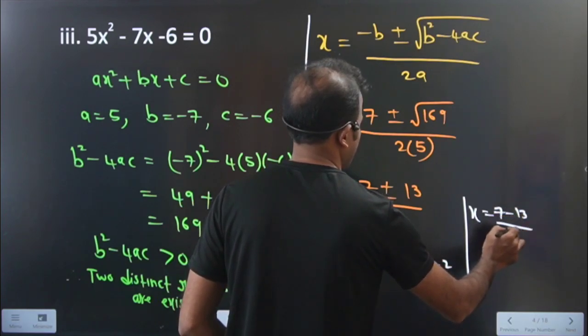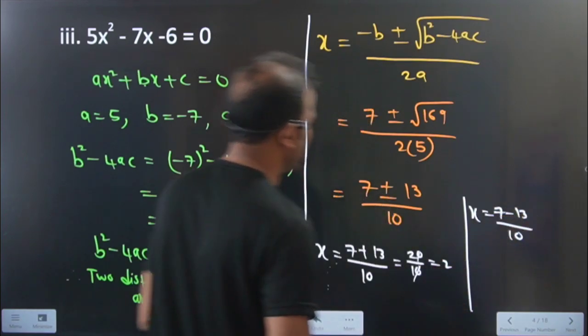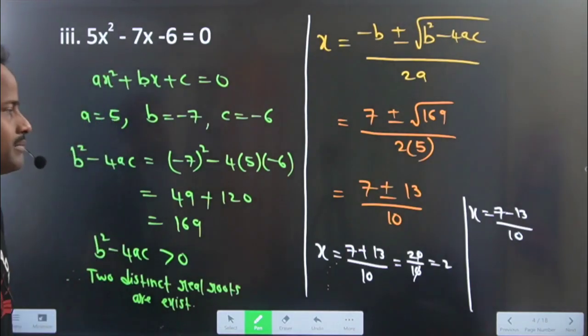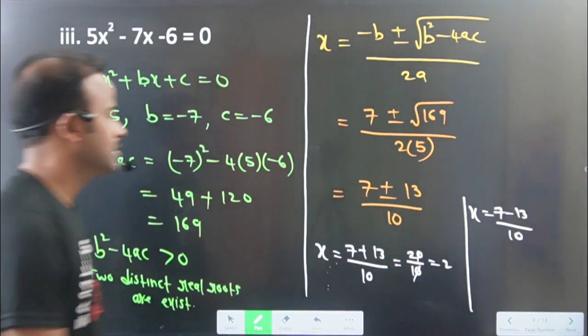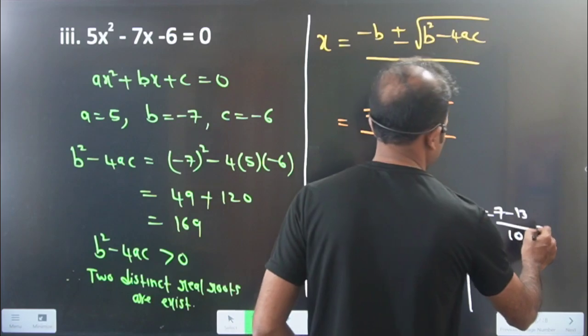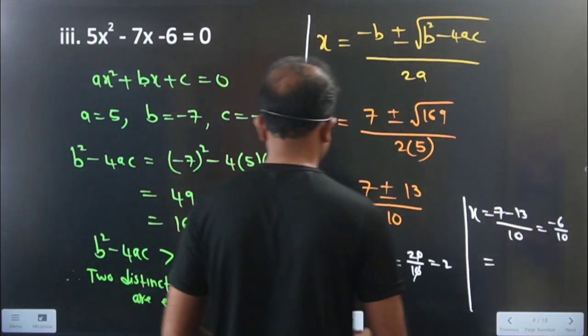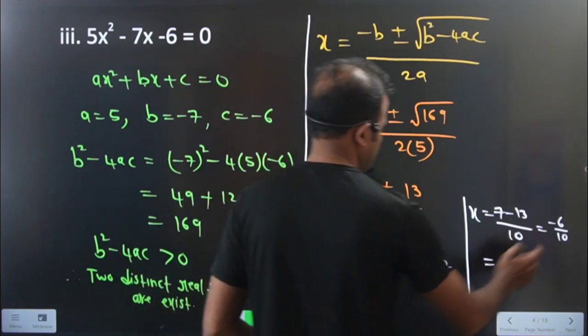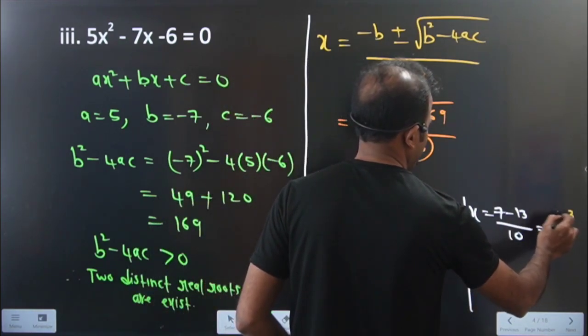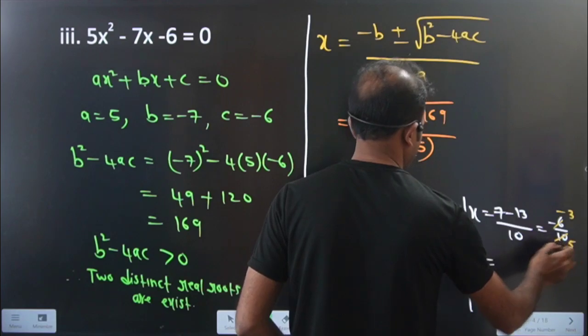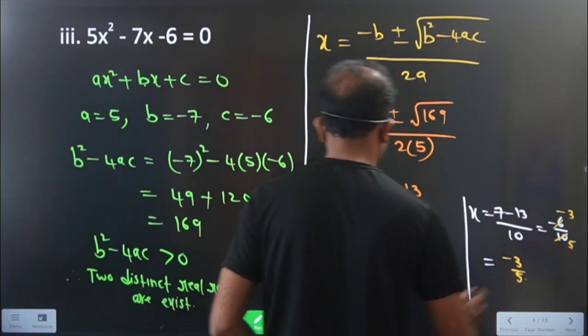7 minus 13 by 10. What is the value of 7 minus 13? That is minus 6. Minus 6 by 10 means what is the value? 2 how many times? 3 times. 2 5 times. The value is minus 3 by 5.